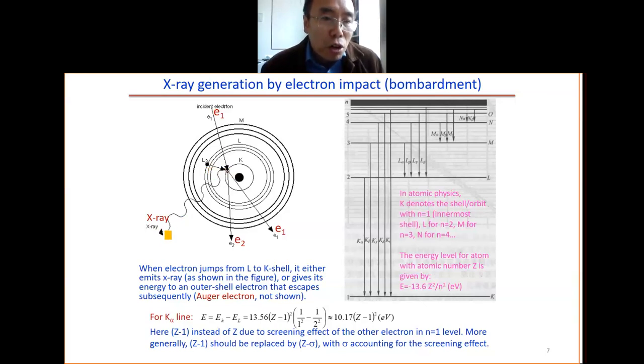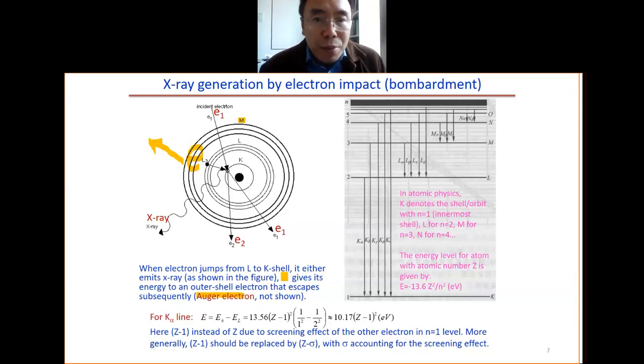So the light will correspond to the X-ray. Another possibility is that energy from here to here is given to another electron here. So this electron in the M shell will be kicked out. This energy here is given to this one kicked out. So this is the Auger electron.